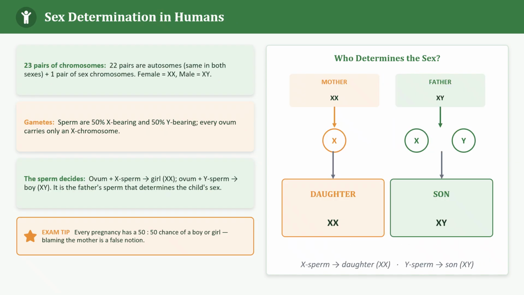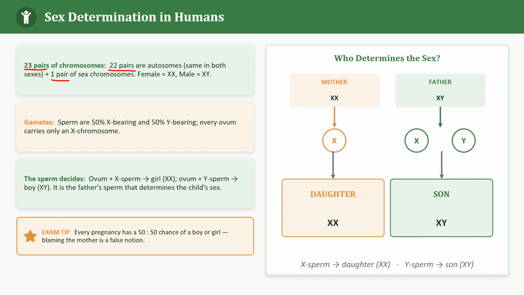Next, let's see sex determination in humans. Humans follow XY type of sex determination. Every human cell contains 46 chromosomes arranged in 23 pairs. Among these, 22 pairs are autosomes and one pair consists of sex chromosomes. So, female is XX and male is XY.